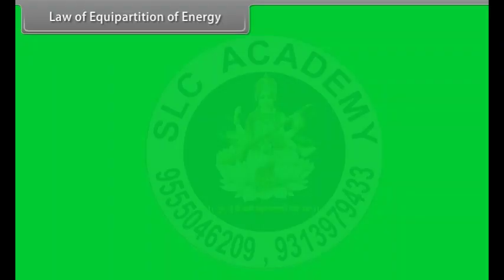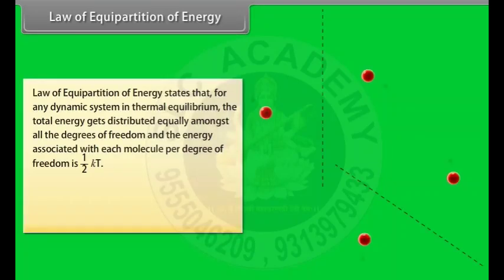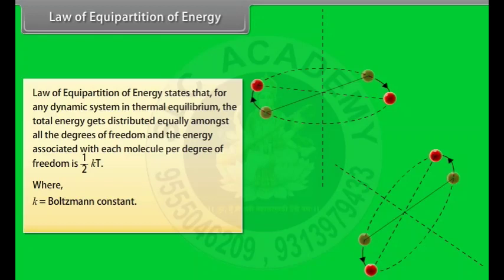Law of Equipartition of Energy. The Law of Equipartition of Energy states that for any dynamic system in thermal equilibrium, the total energy gets distributed equally amongst all the degrees of freedom, and the energy associated with each molecule per degree of freedom is 1/2 kT, where k is Boltzmann's constant and T is the absolute temperature of the system.